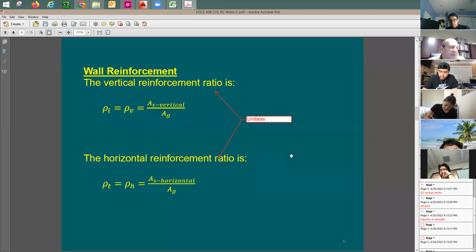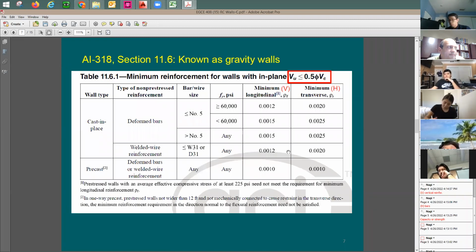So great. Is this important to my design? I'm going to say yes, because the code is going to give you some minimum values that you need to satisfy. The ACI code gives you this table, copy and pasted from the ACI table. It says table 11.6.1, minimum reinforcement for walls with in-plane shear less than 0.5 lambda sqrt(f'c) Acv, which means a very low amount of shear. So when you have low shear, I'm going to call it here gravity wall, but the code doesn't call it gravity. I'm just going to call it gravity in my lecture, in my analysis. So I'm going to say here low shear.